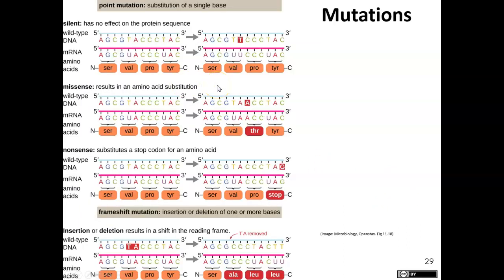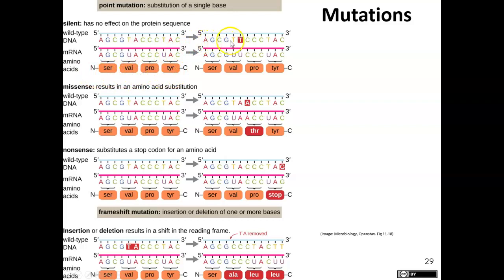So here we have the different mutations that we were talking about. This first one shows a silent mutation, which means there's no effect. So you're producing the same amino acid. And so this is what the wild type DNA looks like. This is what the wild type RNA should look like. And this is what we're producing. Okay, this is the translation.